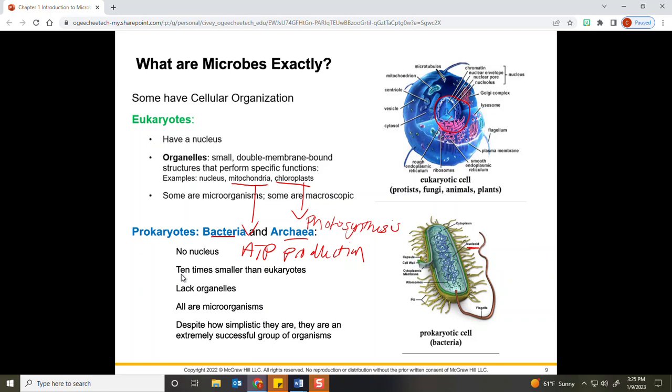Bacteria and archaea, our prokaryotes, are typically about 10 times smaller than eukaryotic cells. We don't see all these specialized organelles inside of our prokaryotic cell, with some exceptions. They do have ribosomes, just like our eukaryotic cell does here, but most of the organelles are absent. So despite how simple these prokaryotic organisms are, they're an extremely successful group of organisms.